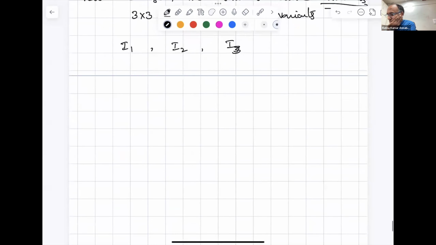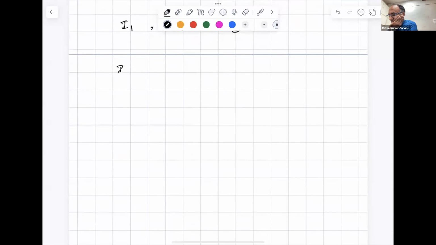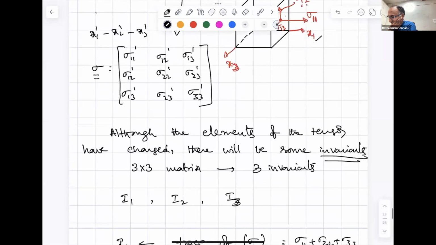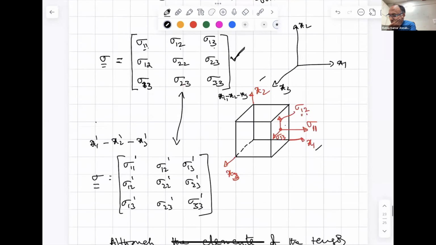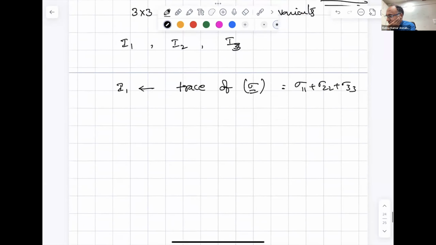Okay. So the I1 is your trace of the matrix sigma. That is sigma 1, 1 plus sigma 2, 2 plus sigma 3, 3. What we are saying when we say invariant, the sum of these diagonal terms should not change, which means sigma 1, 1 plus sigma 2, 2 plus sigma 3, 3 should be same. The trace should be same.